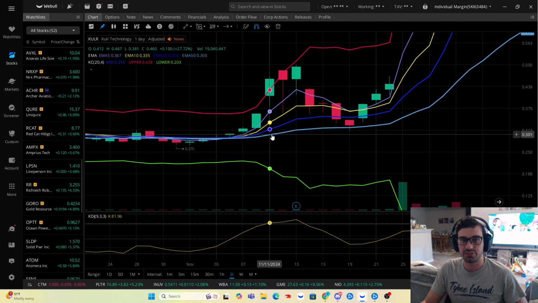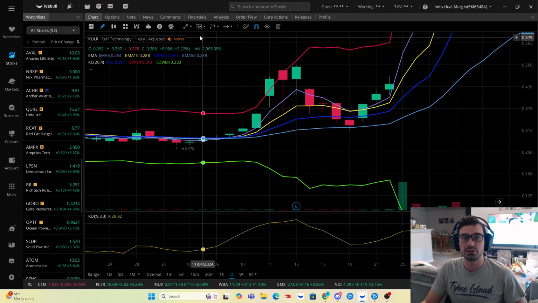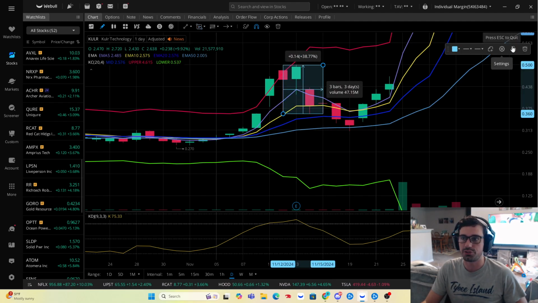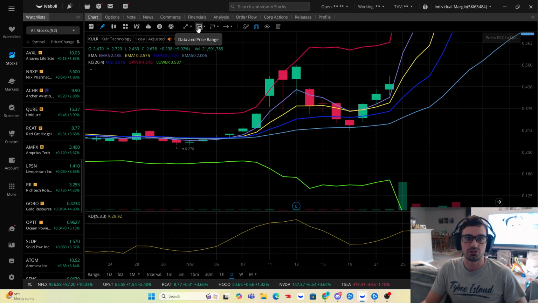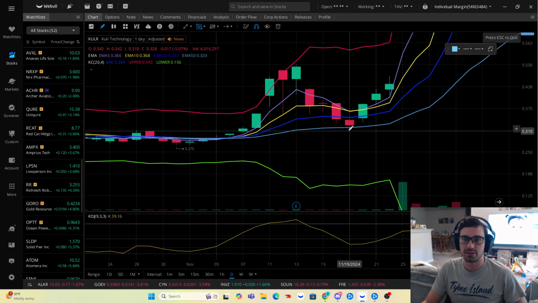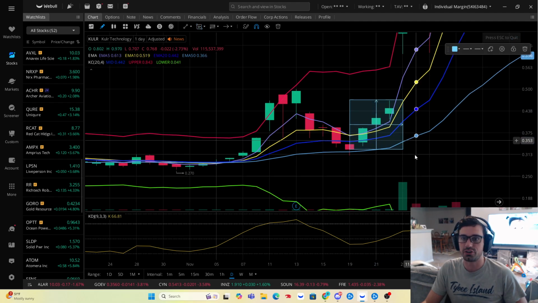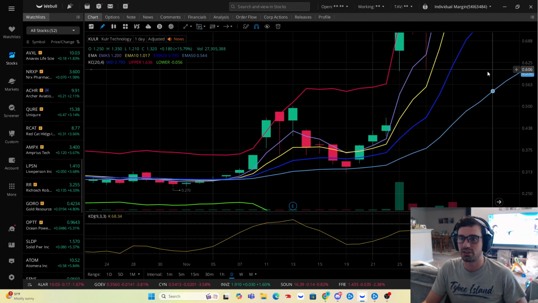Short case scenario, look at this. EMA 50 is at the bottom. Where do we look for entries? EMA 10 gives you 38% gain. Use your data price range, and look where your EMA 50 is. Look at this massive return. Just in a couple days, you get 43% here.